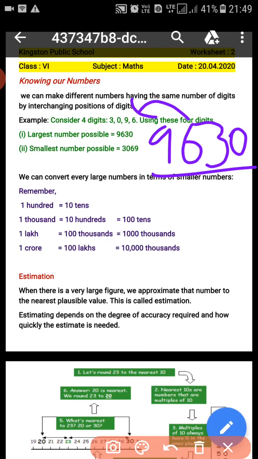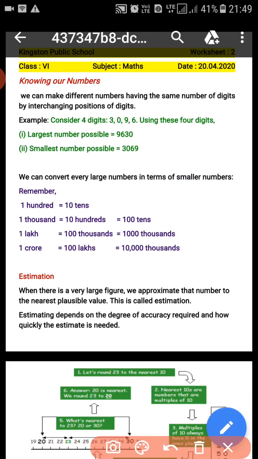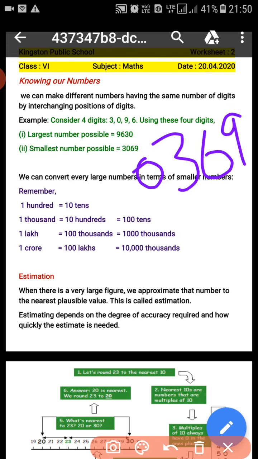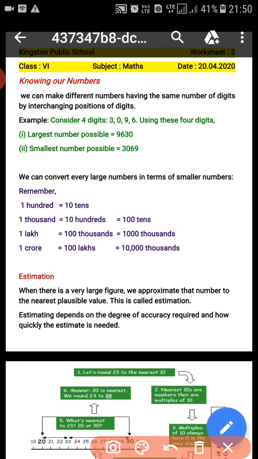Okay. Then next is the smallest number. For the smallest number, firstly we write the smallest digit. So the smallest digit is 0, then next is 3, then 6 and 9. So the smallest number we can make from these 4 digits is this. Okay, this is wrong, this is okay.